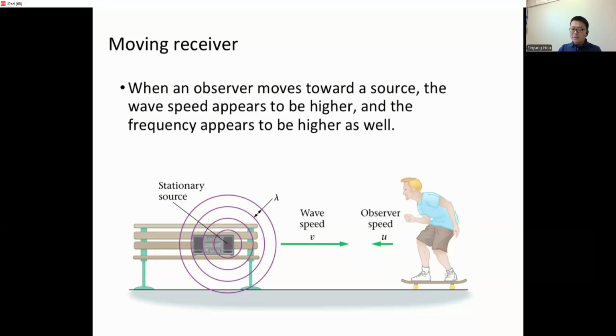In that sense, mathematically you can do the same analysis, but it will turn out slightly different for the expression.